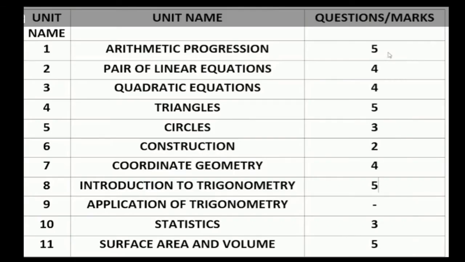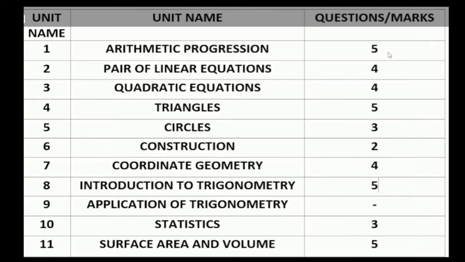Here in this paper I have written how many marks each lesson carries and how many questions come from it. So you can see here we have arithmetic progression: 5 questions, for 5 marks only. Next we have pair of linear equations with 4 questions, and quadratic equations with 4 questions, and triangles with 5 questions, circles 3 questions, constructions 2 questions, and coordinate geometry 4 questions. Next, introduction to trigonometry we have 5 questions, and applications of trigonometry we don't have any questions here.